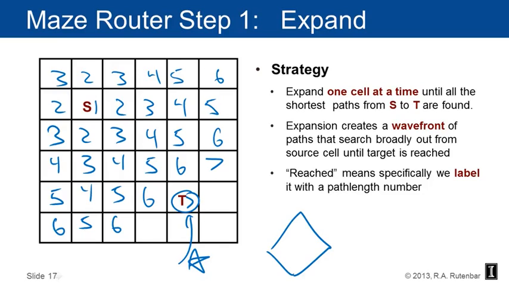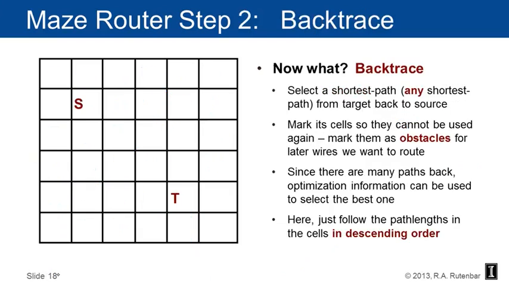There's a little bit of language we're going to revisit here. Each of these expansion steps, going from the 3s to the 4s, from the 4s to the 5s, from the 5s to the 6s, creates a wave front of paths. The analogy is usually, if you drop a rock in a pond, the waves go out in a circle. Well, in this case, the waves go out in a diamond kind of a shape. So that's the core idea.